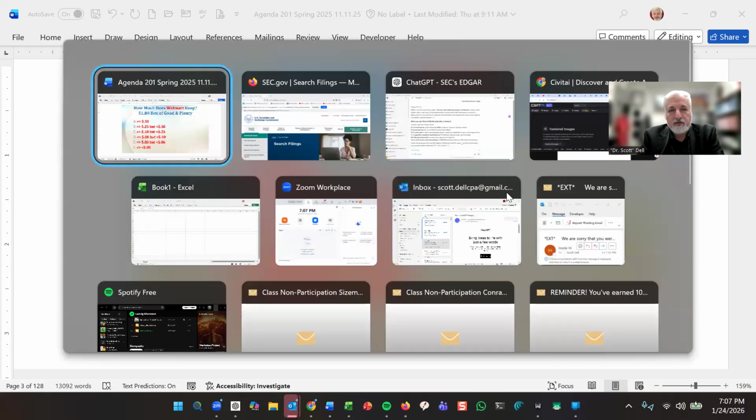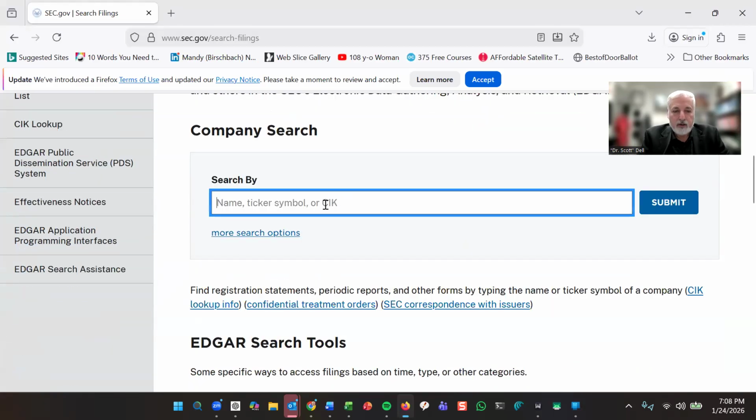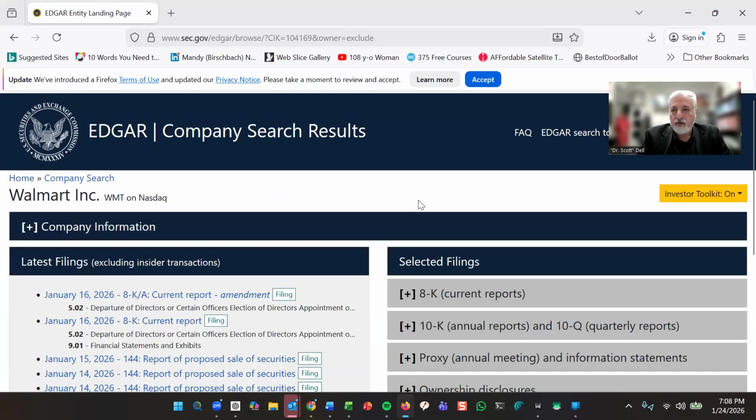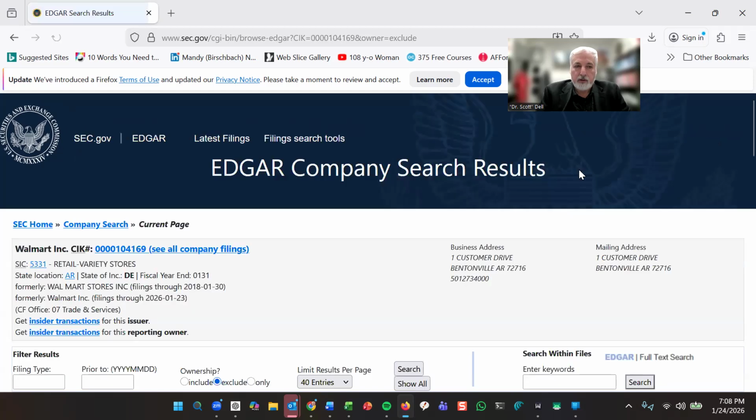So let me go back to my Firefox, and we're going to do a search of filings. I type in Walmart here, and you're going to see Walmart there. You'll also notice in the upper right-hand corner, there's something called classic version. If you get this screen, sometimes there are some variations. Sometimes you go directly to Walmart, sometimes you go to the form itself. I'm going to go to the classic version, upper right-hand corner.